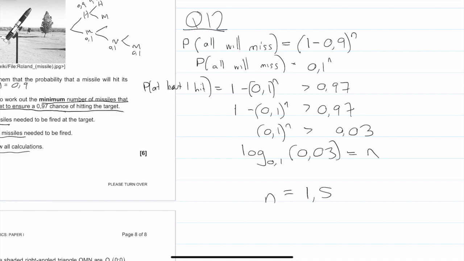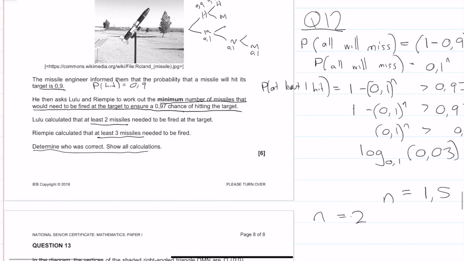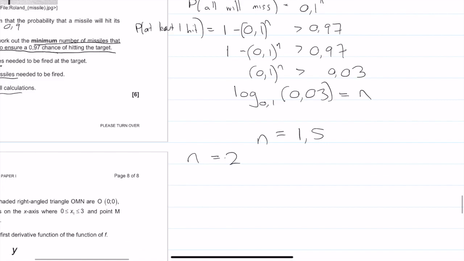So it needs to be shot at least 1.5 times, which doesn't make a lot of sense, right? Because you can't shoot 1.5 missiles, so you have to round up. So n must be at least 2. Okay, and that means that Lulu was right. N equals 2, therefore we can say that Lulu was correct.